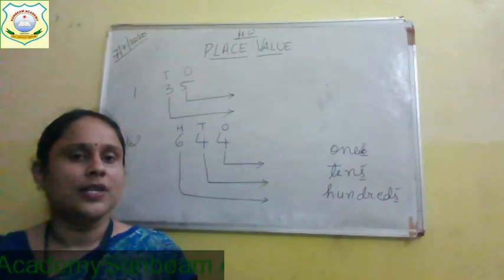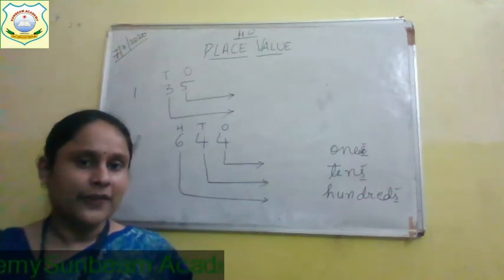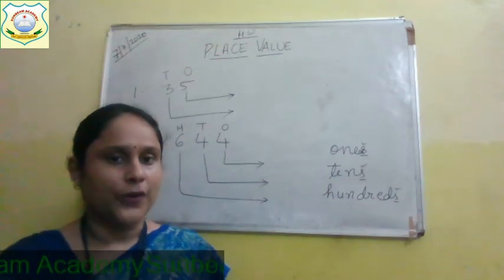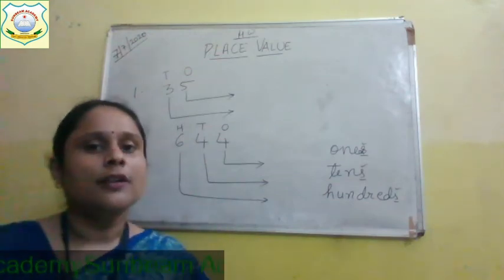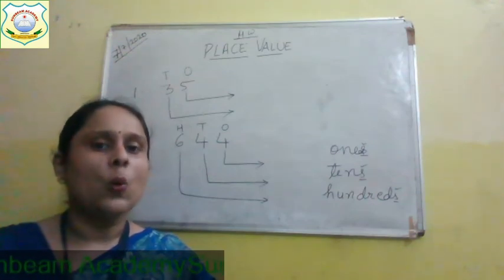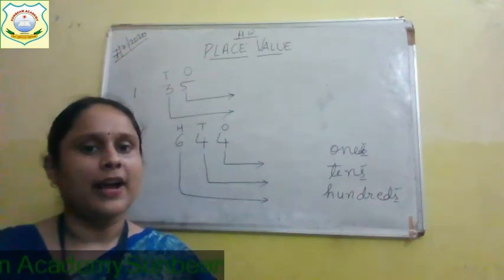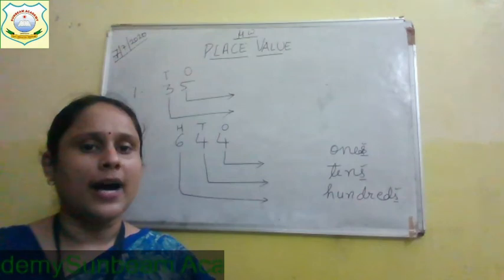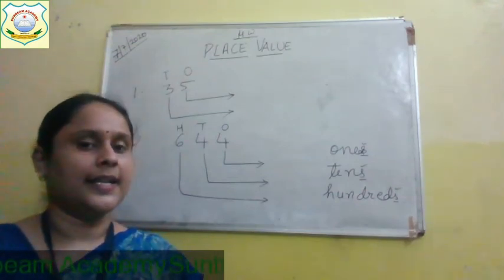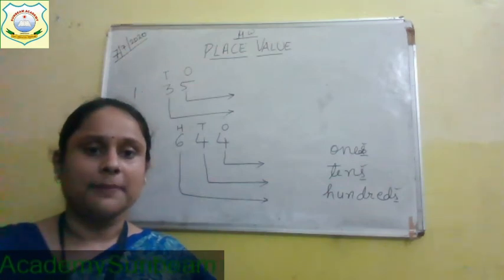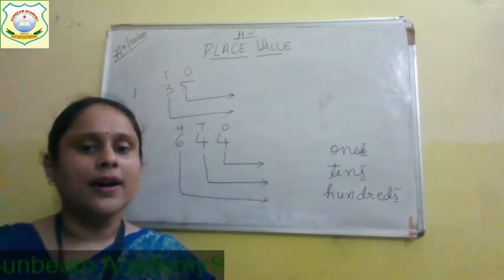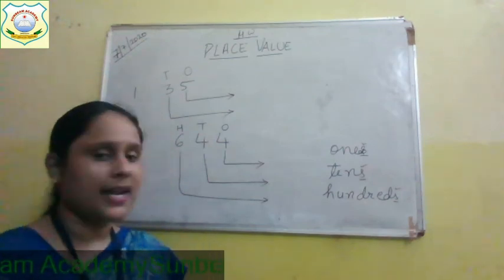Your first question is 35. Second question is 644. In the first question, what is the place value of 5? As 5 is in ones place, the place value of 5 is 5 ones or 5. 3 is in tens place, so what is the place value of 3? 3 tens or 30.